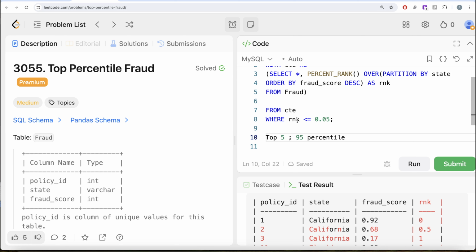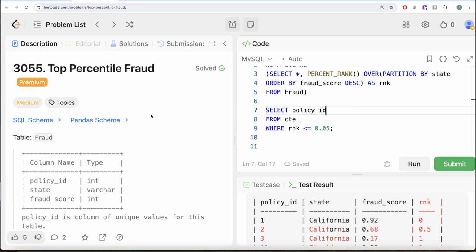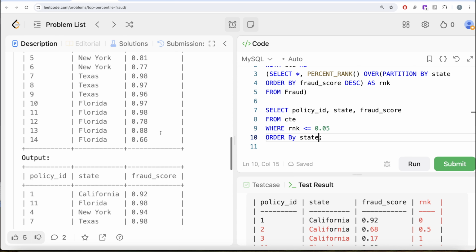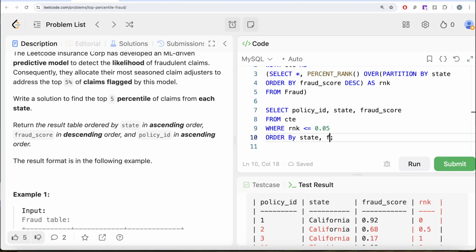That is why we are doing rank less than or equal to 0.05, and then we need to keep only certain columns. Return the policy ID, the state column, and also the fraud score. But you also need to order this by state in ascending order, then fraud score in descending manner, and finally by policy ID in ascending manner. Okay, let me go ahead and run this. Let's see what we get in our output.